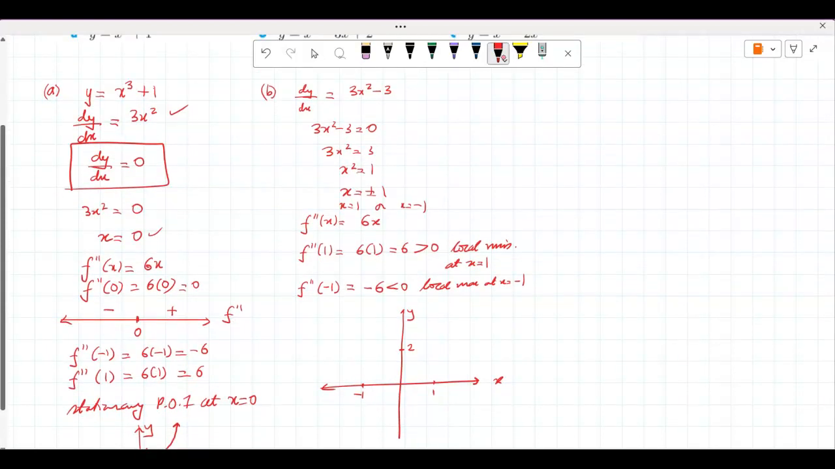Now at minus 1, there's a local max. At 1, there's a local min. So that means your graph would be like this, cutting at 2. Then there's a local maximum at minus 1.